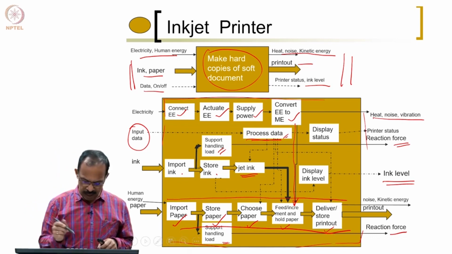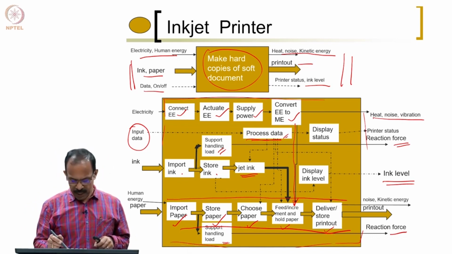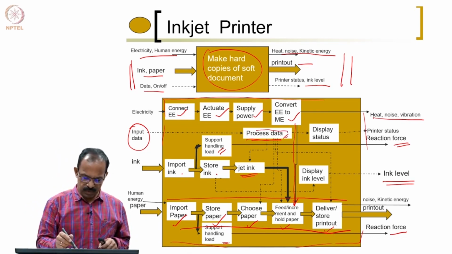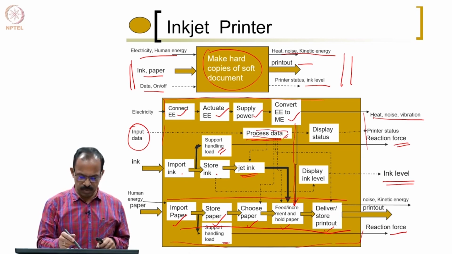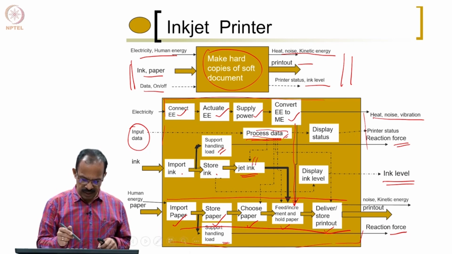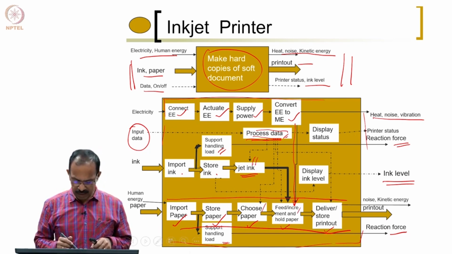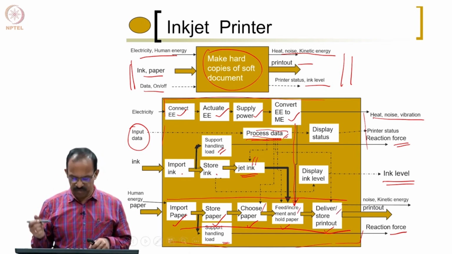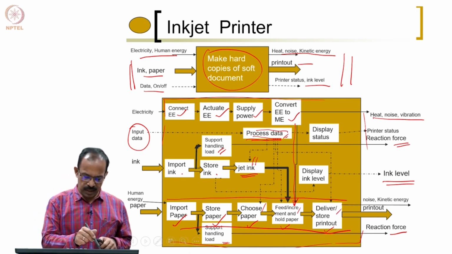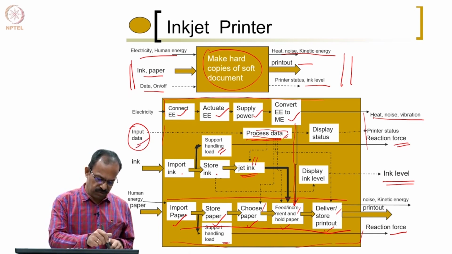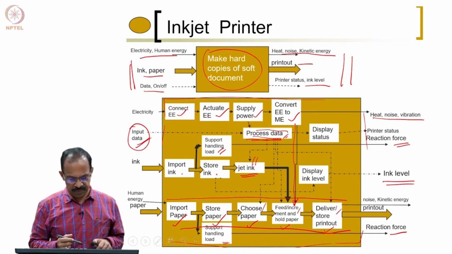For example, to choose paper or feed the paper, you need the information from the controller. So that process data will generate the necessary signals for ink generation, ink jetting, paper choosing and feeding the paper, as well as delivering the paper. So this is the information flow taking place in the product.